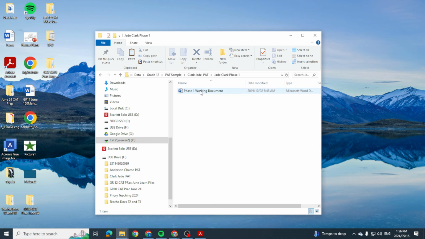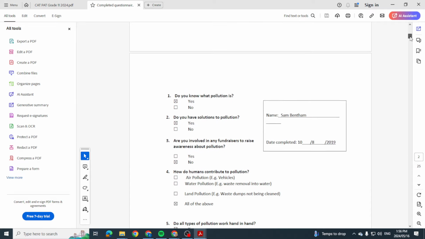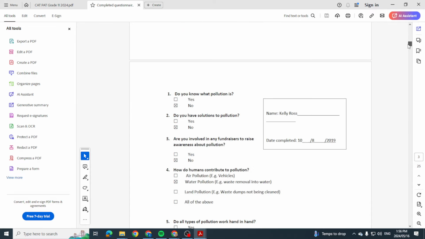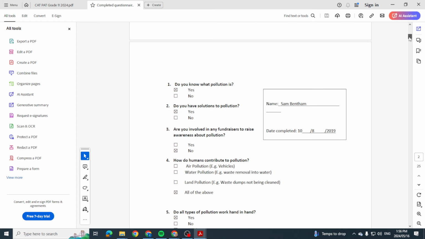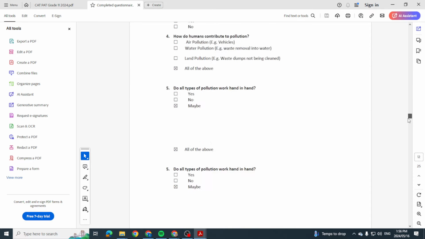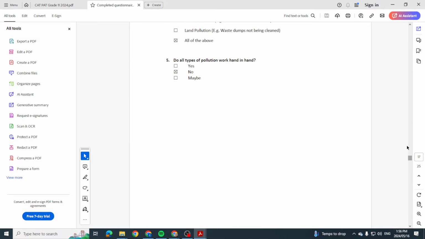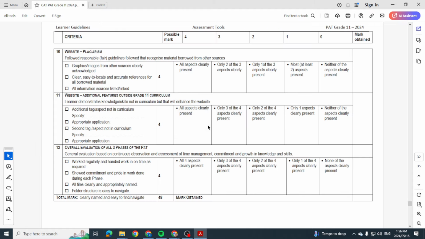So in phase 1, they obviously had to do their research. They've got their phase 1 working document. Then in phase 2, there you can see a copy of the completed questionnaire that has to be done or saved in a PDF format. So there you can see there's 5 questions and all the completed ones. Right. Let me close all of that.